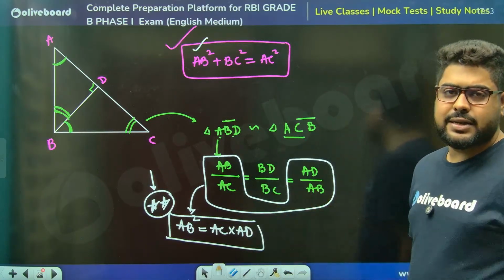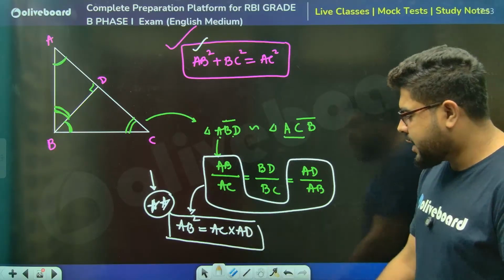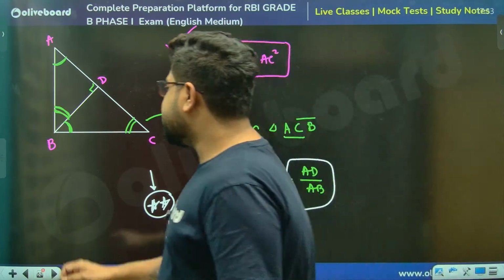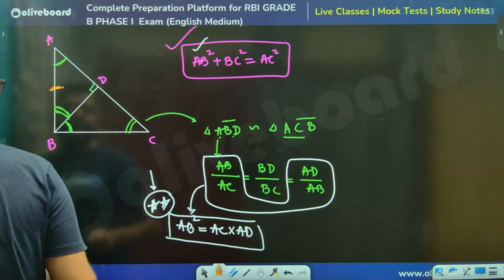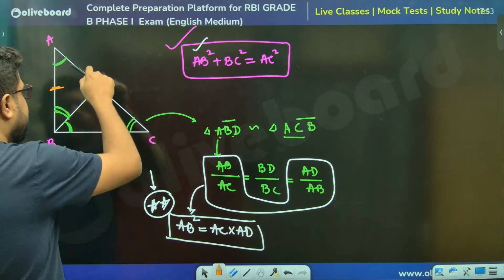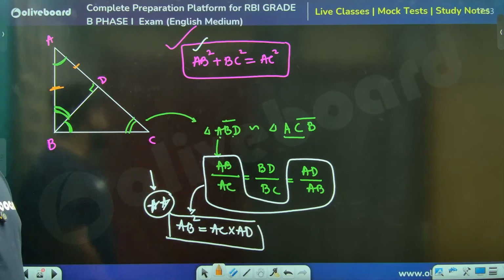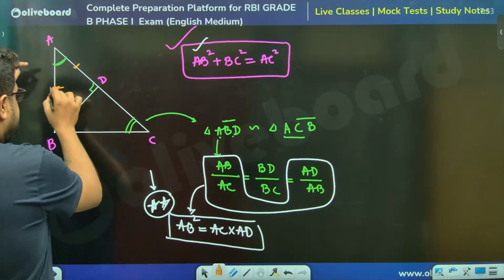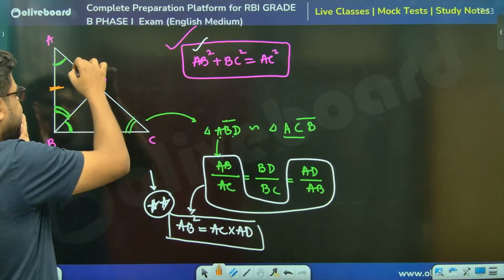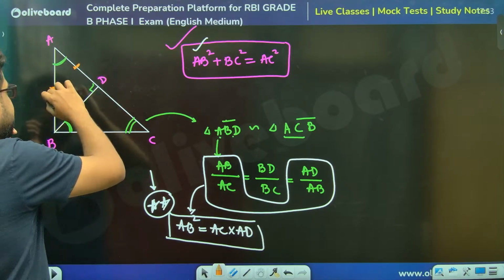Slowly, slowly. So what conclusion can we draw, sir? In any right angle triangle, this side square is equal to this whole thing into this thing. You see, this AB square, this side square, is equal to the whole AC into just this side, the proportional sides.